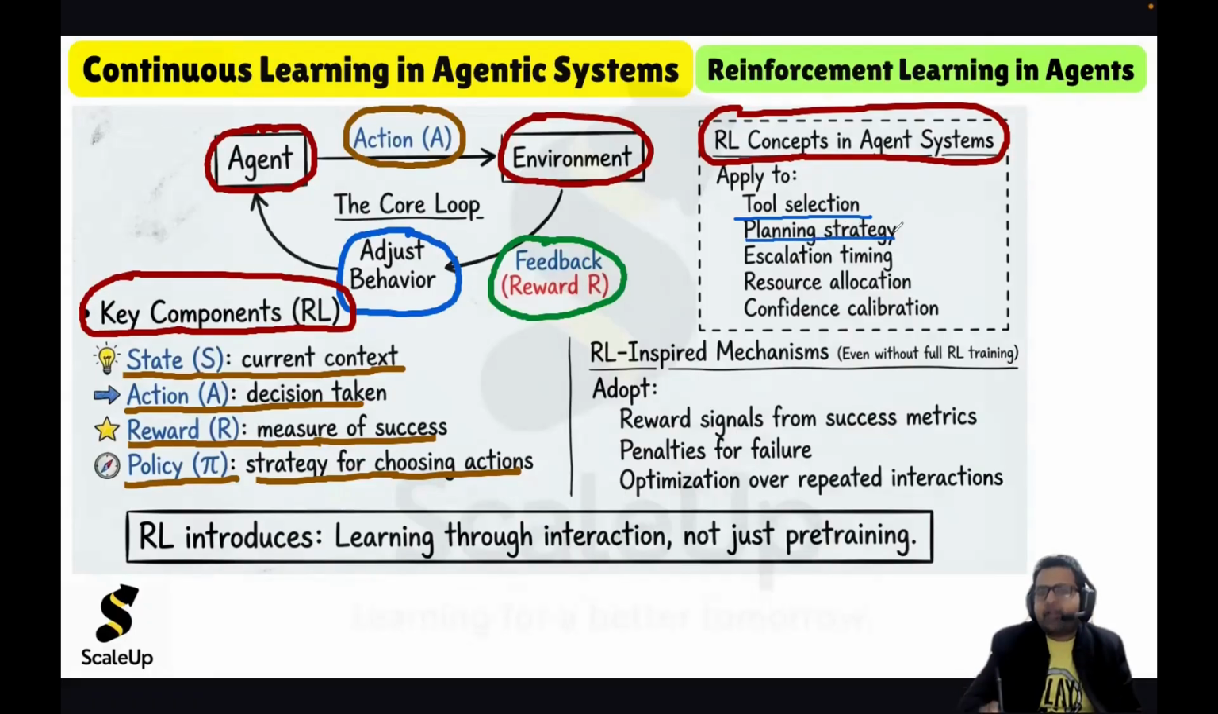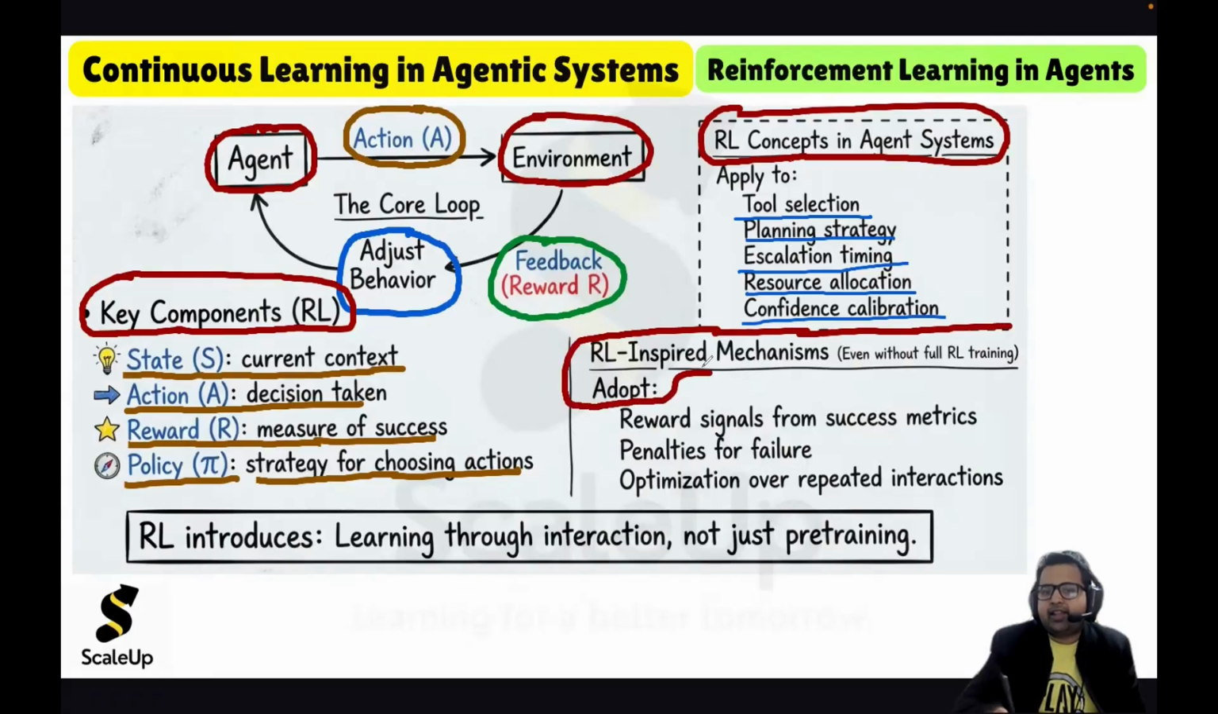Agent systems can apply reinforcement learning in deciding planning strategy, in deciding escalation timing, in deciding resource allocation, and in deciding confidence calibration. So in agent systems, reinforcement learning concepts apply to tool selection, planning strategy, escalation timing, resource allocation, and confidence calibration. See, agents can adopt reinforcement learning inspired mechanisms even without full RL training.